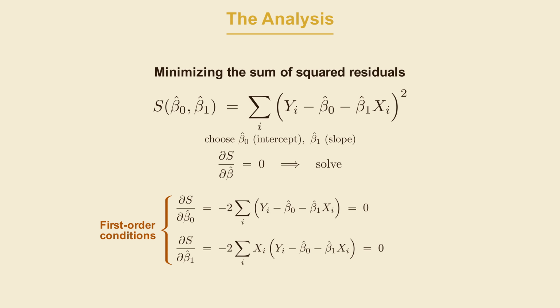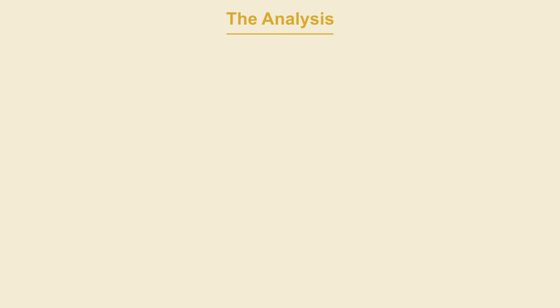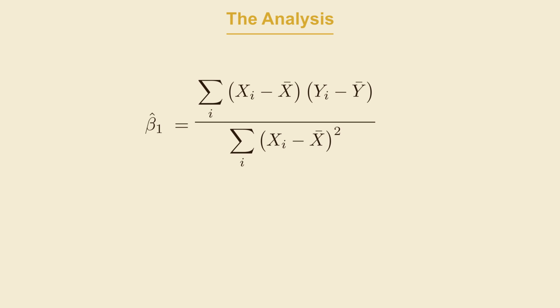I'll spare you the algebra of grinding through them, but the result is pretty clean and worth seeing where it lands. Let's start with the slope. The OLS slope estimator ends up being the sum over all the points of x minus its mean times y minus its mean, divided by the sum of x minus its mean squared.